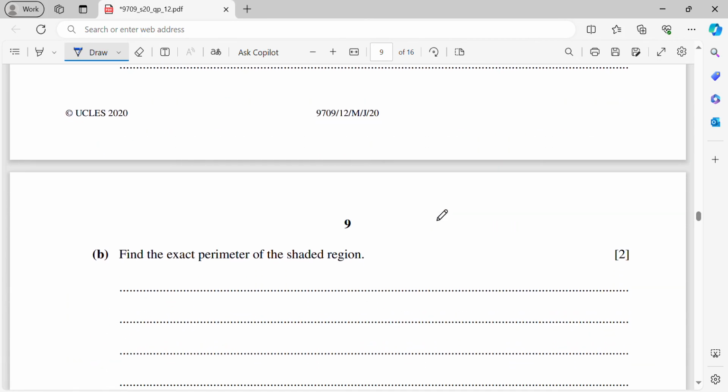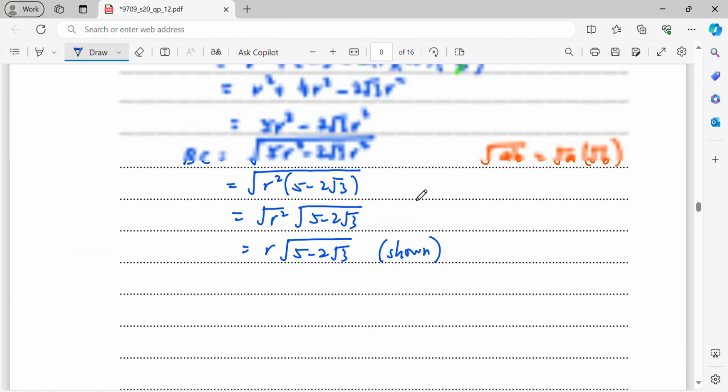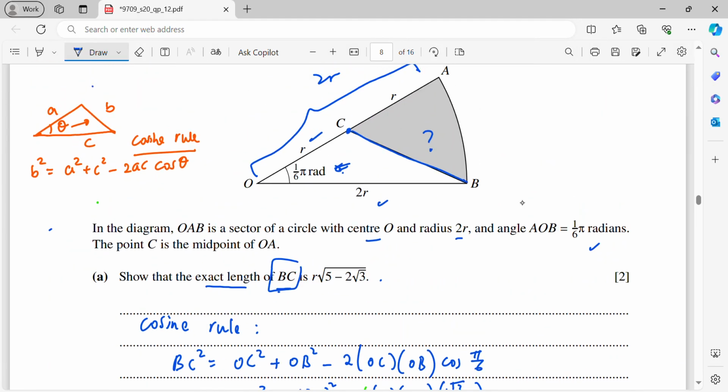Okay, now B, find the exact perimeter of the shaded region. Okay, go back to the diagram. We have found this BC, and then the CA is given. So now I just need to find out what is my AB. So the AB is actually the arc length of the sector. For your information, let's say this is theta, the radius is r. So the arc length here, which is S, I will write S equals to theta r.